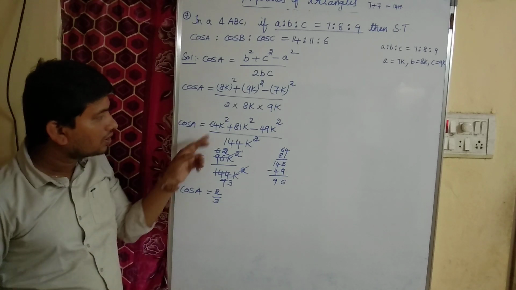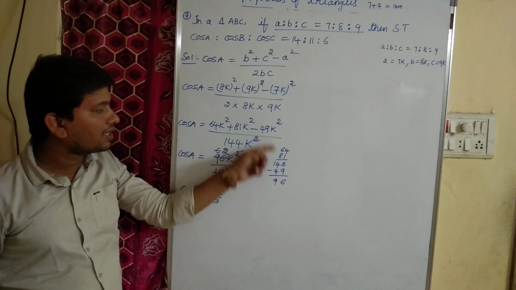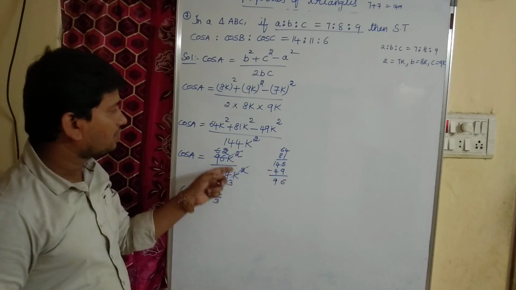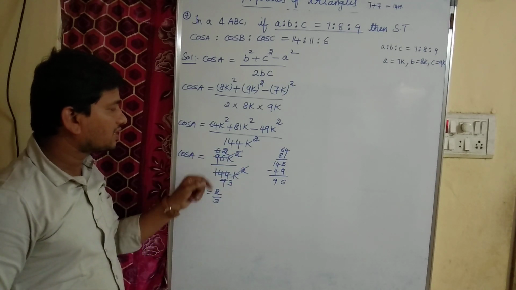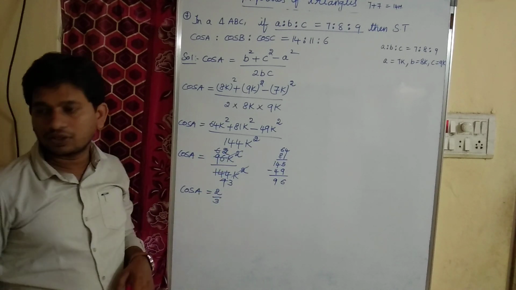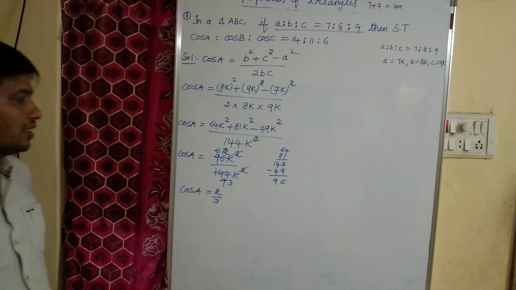Children, did you understand? First I added 64 plus 81, that is equal to 145, minus 49, which is 96. Next, divided by 144k square. The k square I cancel. 16 times 6 is 96, 16 times 9 is 144. So what is the value of cos A? As we got, the value of cos A is 2 by 3.